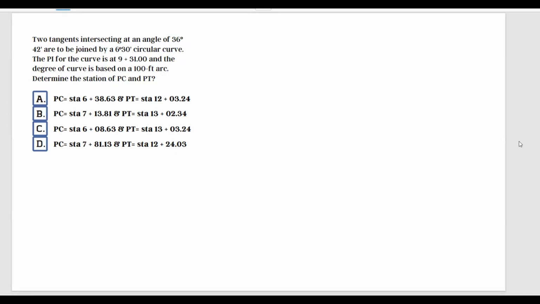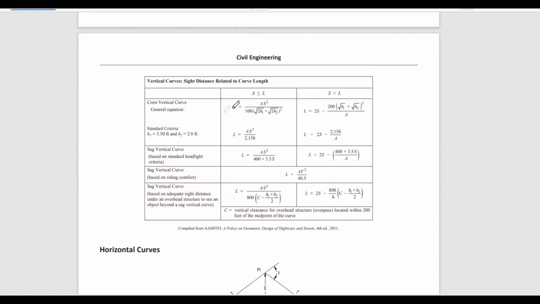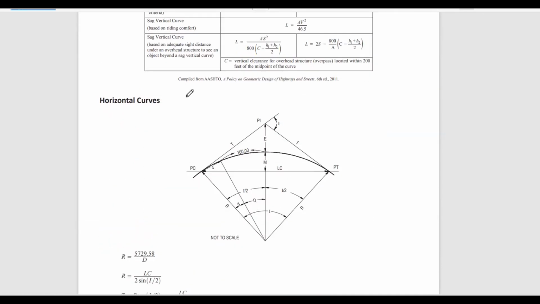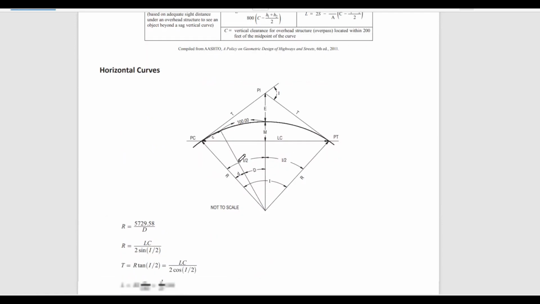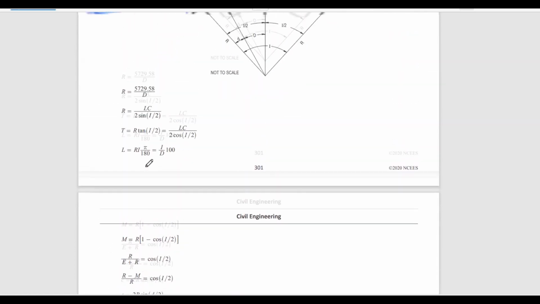The first thing I want to do is go to the FE handbook. If you do a search of horizontal curve, it's going to lead you to this page, which is under the civil engineering transportation section. And this is the horizontal curve. You have a little sketch here and lots of formulas you can use.